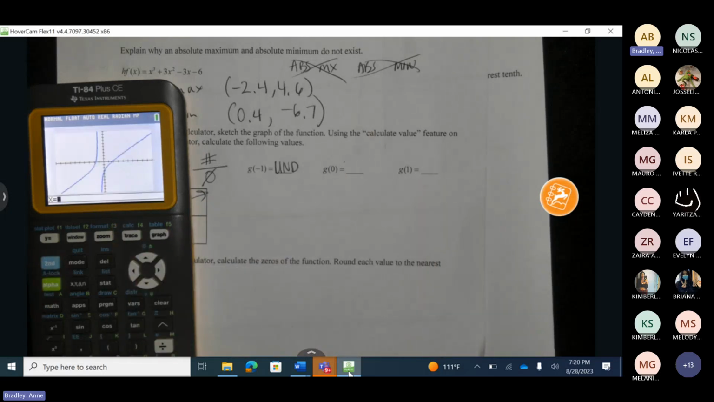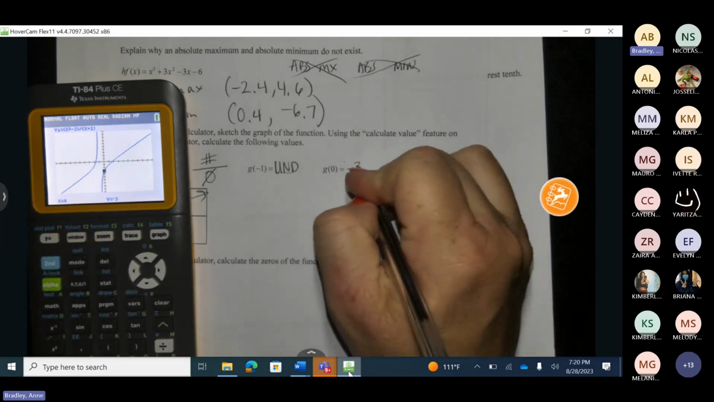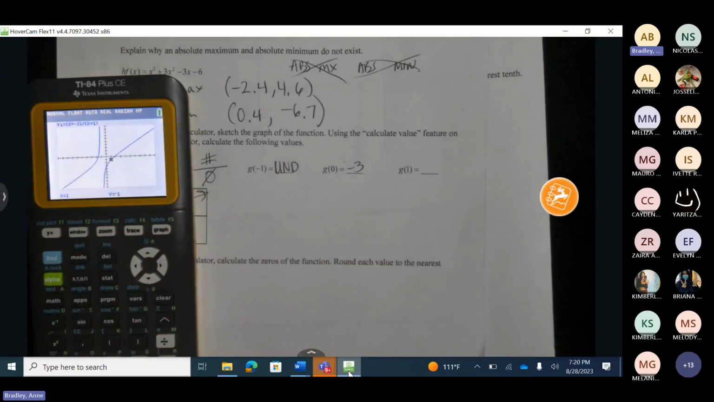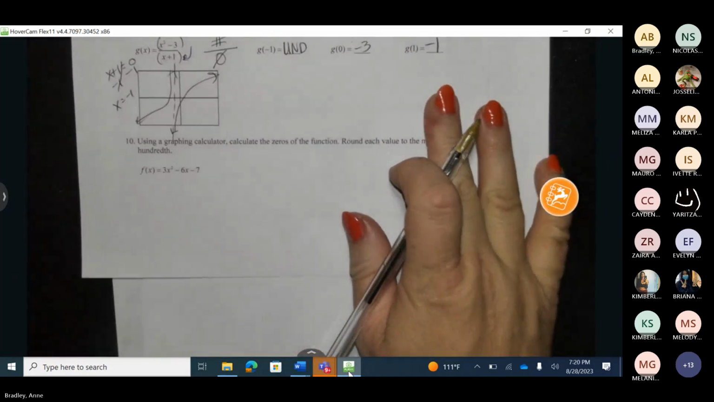Now second trace value, typing in 0. So this is my 0. What's the output? The output is -3. Second trace 0, typing in 1, and the output is -1. Going on to number 10.